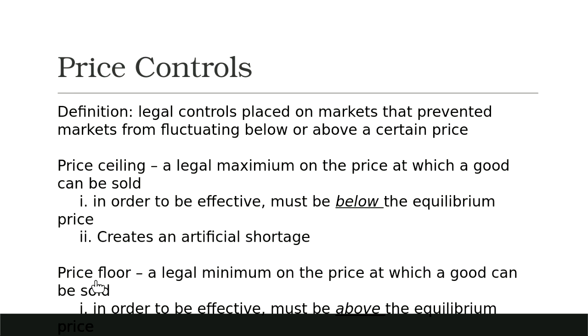In contrast, a price floor is a legal minimum on the price at which a good can be sold. In order for it to be effective, it must be above the equilibrium price. Again, a way to think about this is that you can't go lower than the floor. If the floor is below the equilibrium, then the market just goes to equilibrium. It just says, hey, that's real cute that you tried to put this price control in here, but we're going to this price.